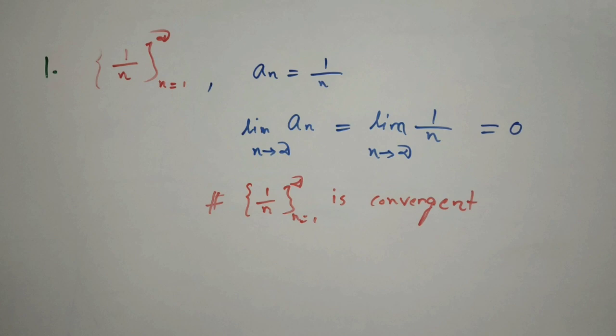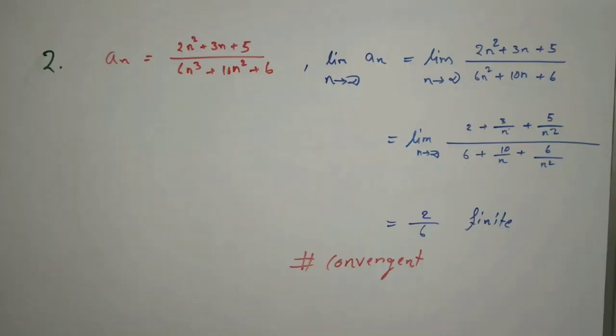Let us check another sequence whose nth term is an equals 2n square plus 3n plus 5 by 6n cube plus 10n square plus 6. Let us find the limit first. To get the limit, we divide the numerator and denominator by n square, and we can see that we have only 2 by 6 and the other terms are 0. So this is a finite number, so we can say that the sequence an, where n equals 1 to infinity, is a convergent sequence.